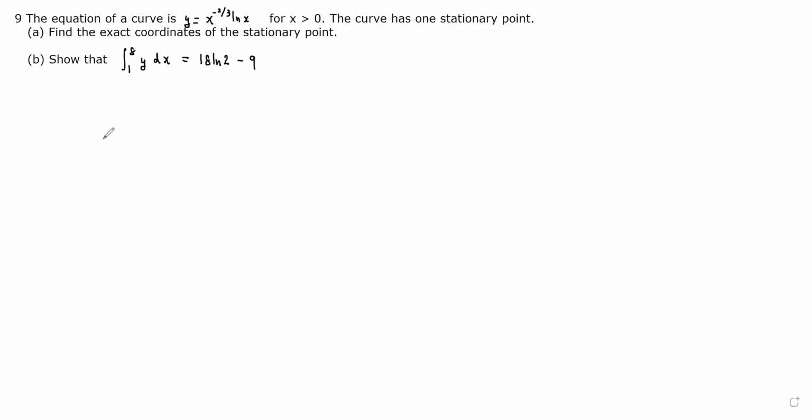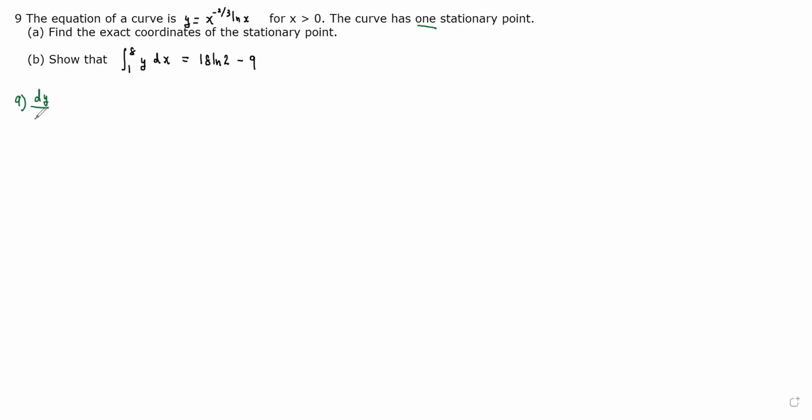We are given the equation of a curve y equals x to the negative 2 over 3 ln x for positive x. This curve has one stationary point. Part A, find the exact coordinates of the stationary point. A stationary point occurs when the derivative dy/dx is 0.